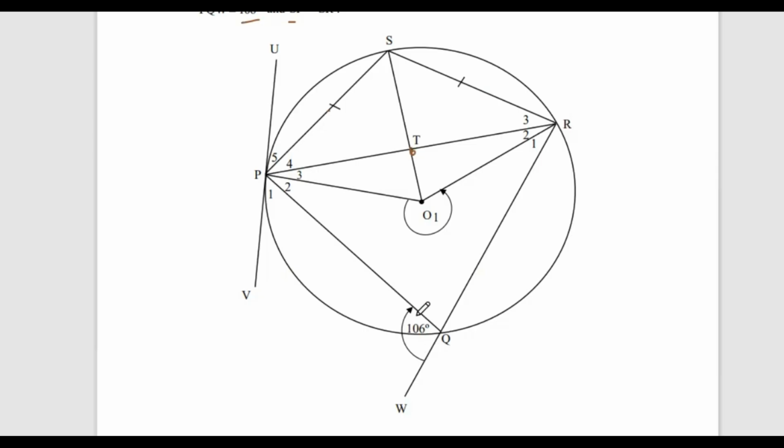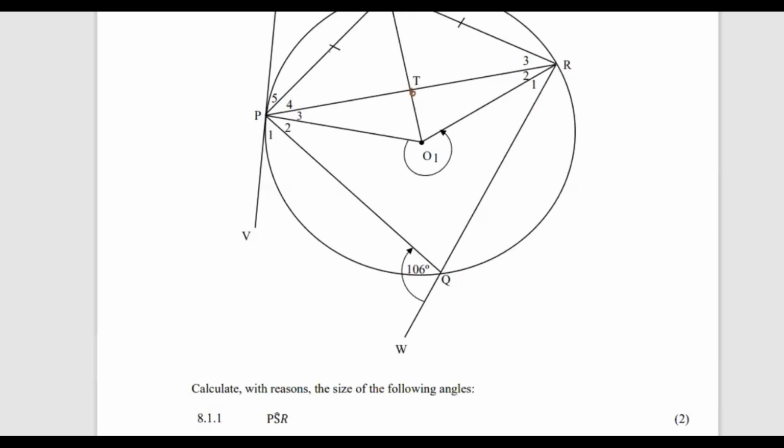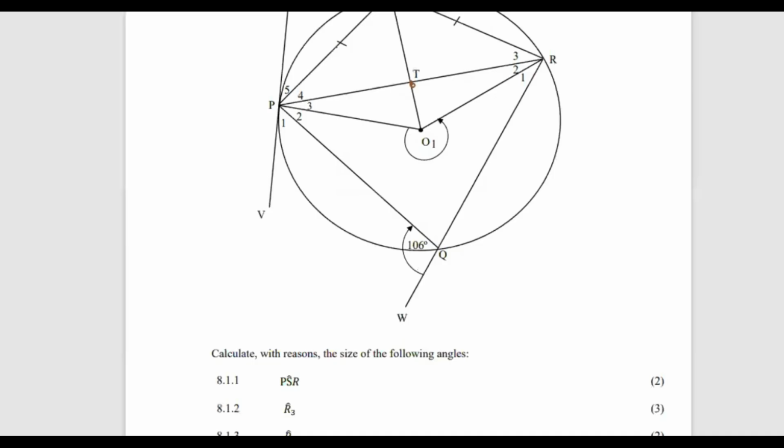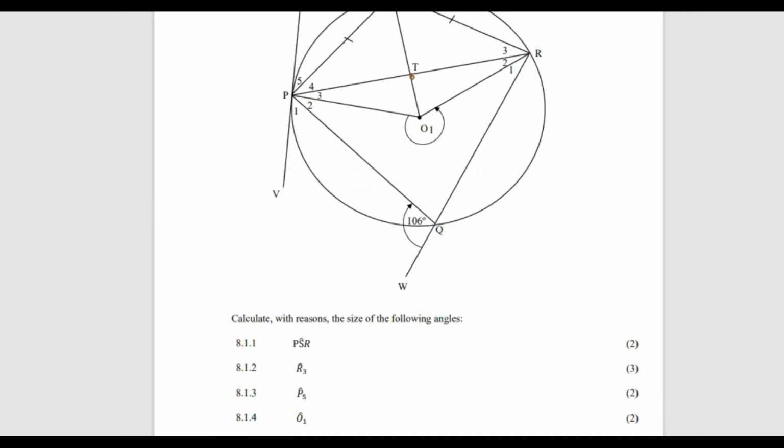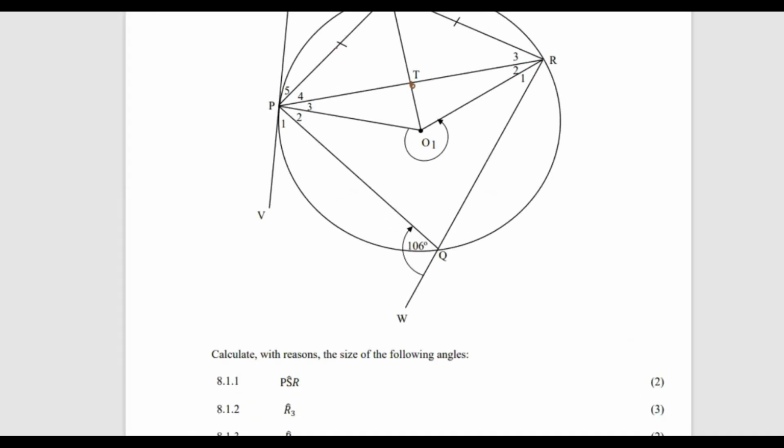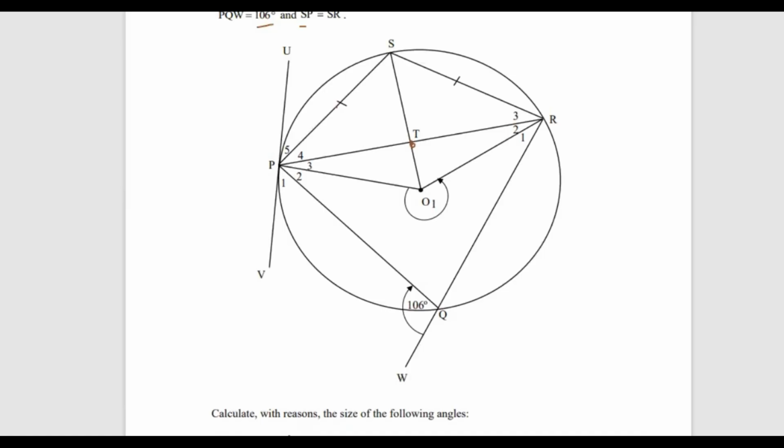There we go. Then they ask us the first question, can we calculate with reasons? Let's reduce this. Will people see? That's better. So they want us to get PSR.